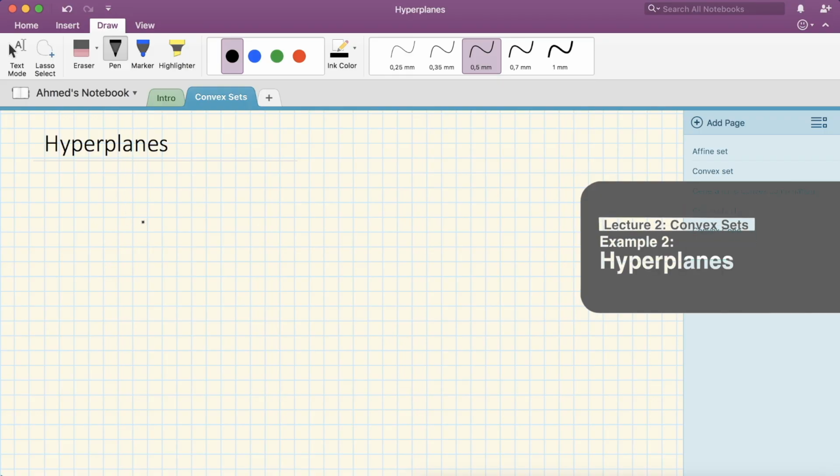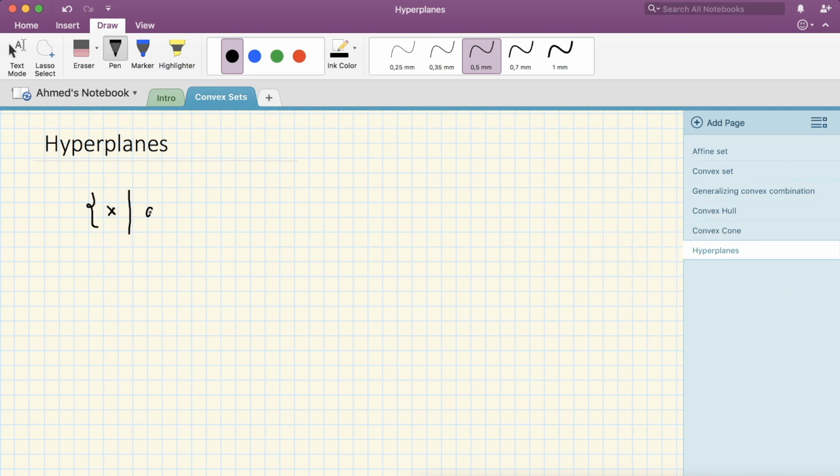So a hyperplane is a set, defined as all x's that satisfy the following: A transpose x is equal to b. So b is a scalar, and a and x are vectors, or points in n dimensions. In that case, we define an inner product, so they're vectors. Now, if you expand this, it will look something like this: sum of ai xi is equal to b. If the space is n-dimensional, then I would go from 1 till n.